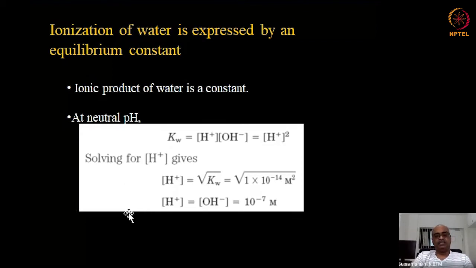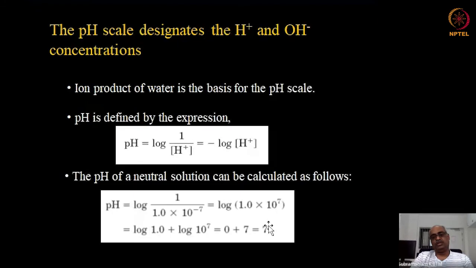So at neutral pH, where dissociation is at equilibrium and where the concentration of one ion equals the other, the concentration of hydrogen ion equals 10 power minus 7 molar. Okay. And this is the basis for the pH scale. Now let us look at what is pH. So pH is defined as the negative logarithm to the base 10 of the hydrogen ion concentration. Okay, log 1 by H plus concentration. So you can rearrange and write it as minus log proton concentration.